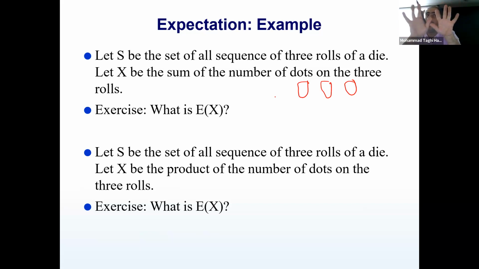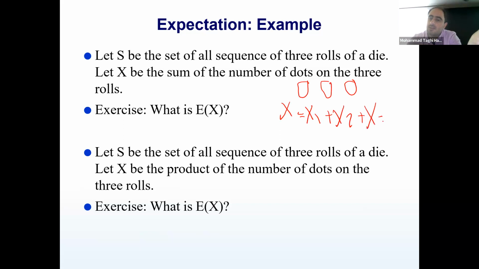This is the thing that you need to, again, be very familiar with, the basic stuff. To do that, we can define X as the sum of these 3 variables. We can say X is equal to x1 plus x2 plus x3. What are x1, x2, x3? They are essentially the number on each die. The first one, the second one, and the third. Good?